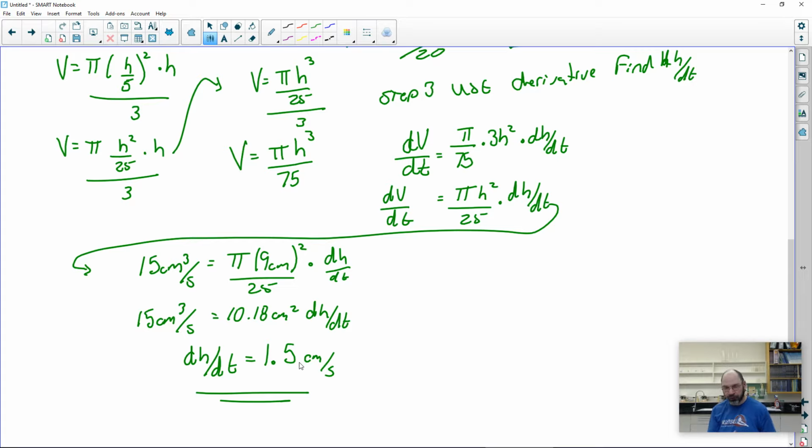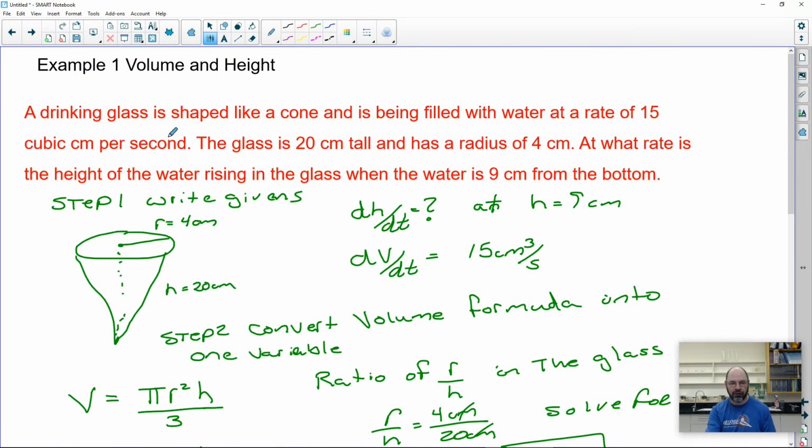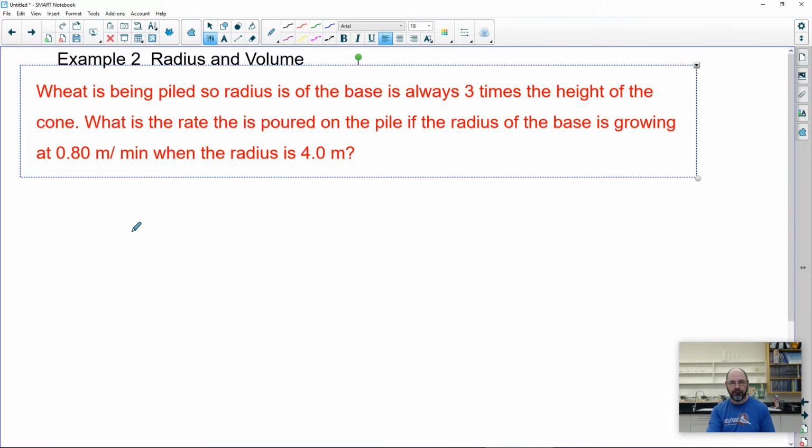Okay, one more question to go. We're going to do the opposite of what we did here, height versus volume. So we're going to do volume versus radius next. So let's flip the page here. Okay, radius versus volume. Wheat is being piled so that the radius of the base is always 3 times the height of the cone. Okay, so they give you the ratio in this one. They're telling you what the ratio looks like. Okay, and then it says, what is the rate that is poured, the wheat?